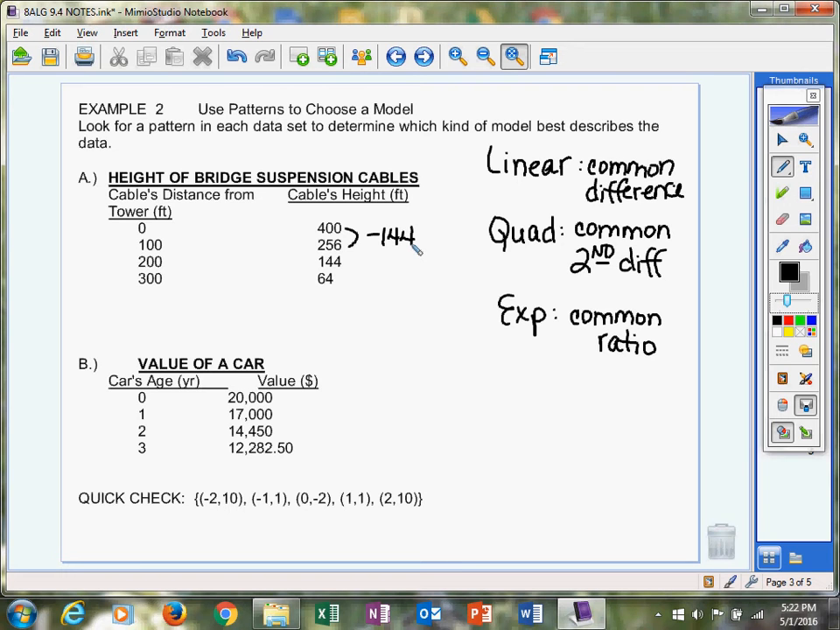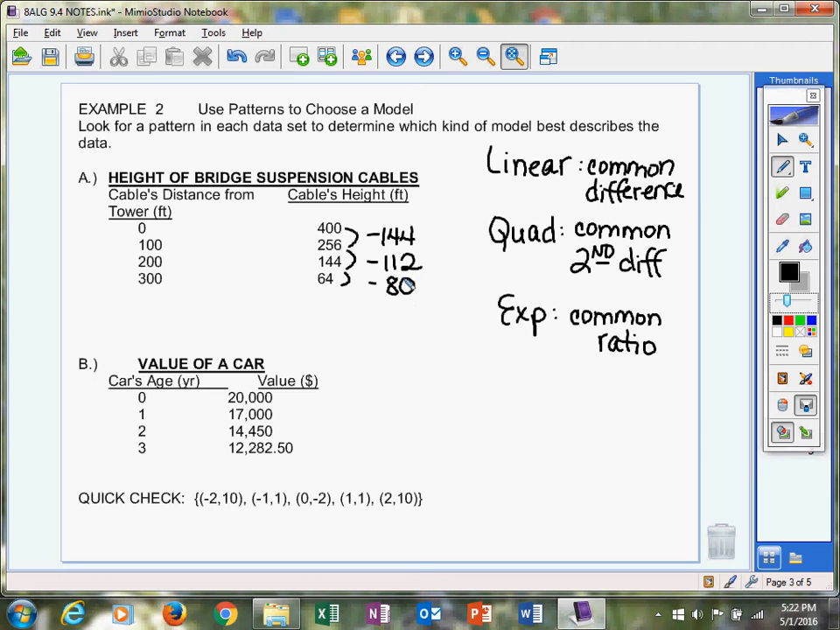Let's do 256 minus 144. Now that's a little different. That's down 112. So I can already tell that it's not linear because I don't have a common difference. But I do want to verify. So I'm going to do one more, 144 minus 64, and I went down 80. So clearly, they're all three different numbers. It's not a common difference.